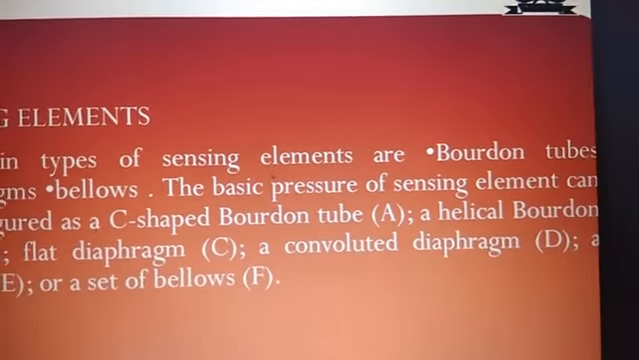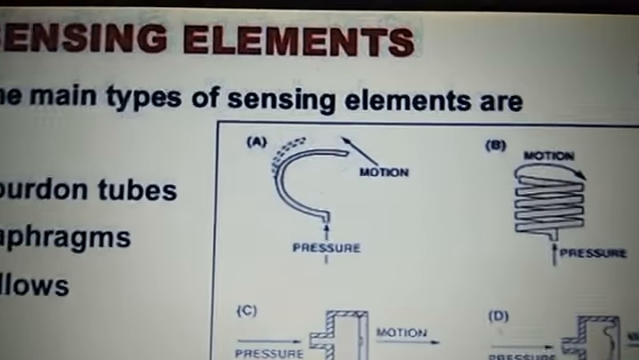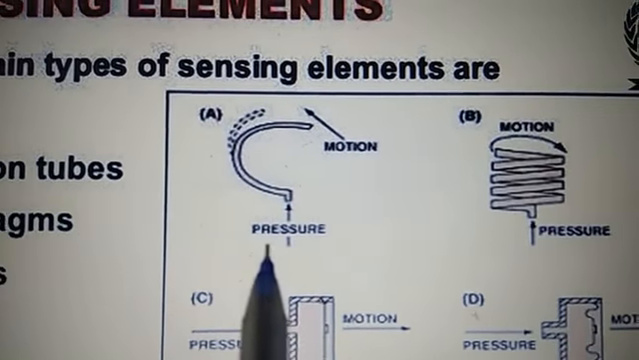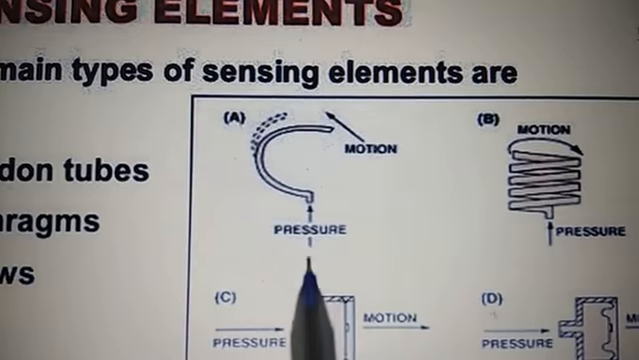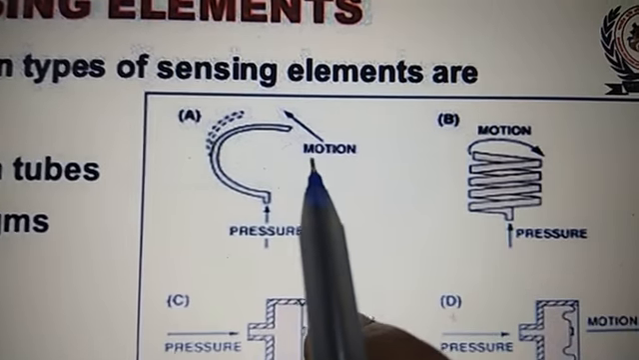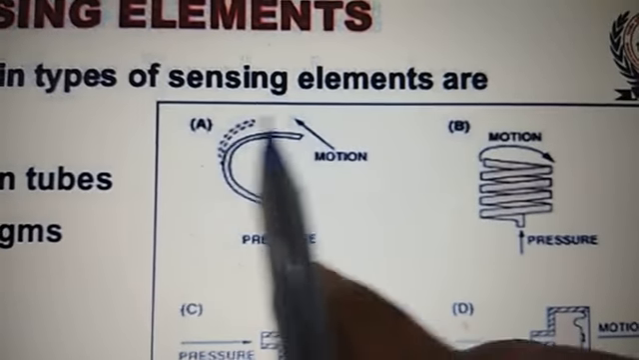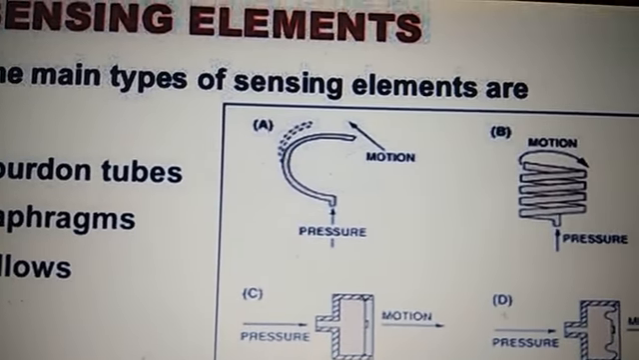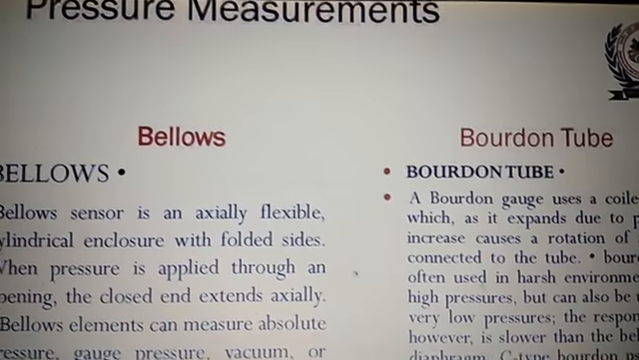Figure A indicates the C-shaped Bourdon tube. The pressure is given here. There will be a motion of this C-shaped Bourdon tube, and this motion is measured proportional to the pressure.